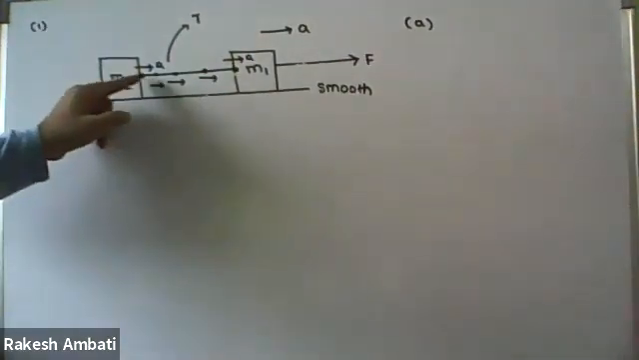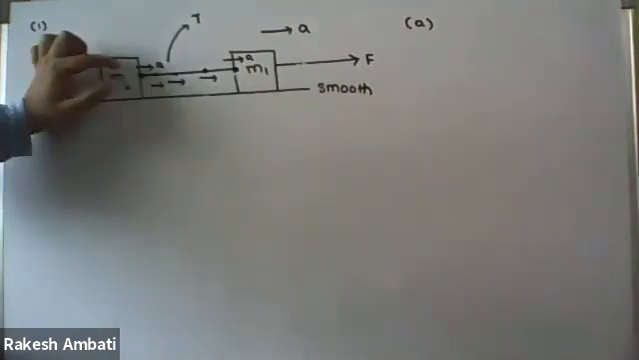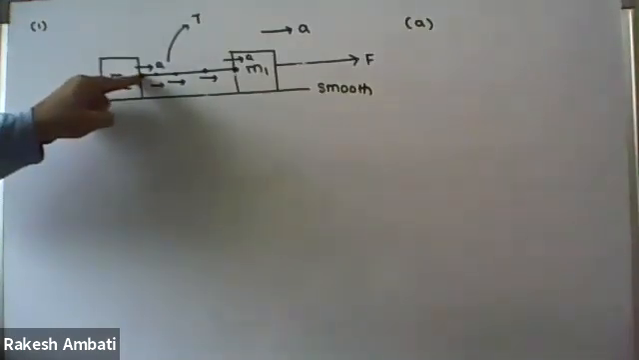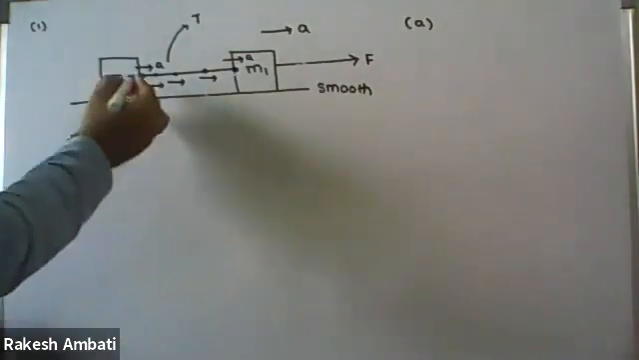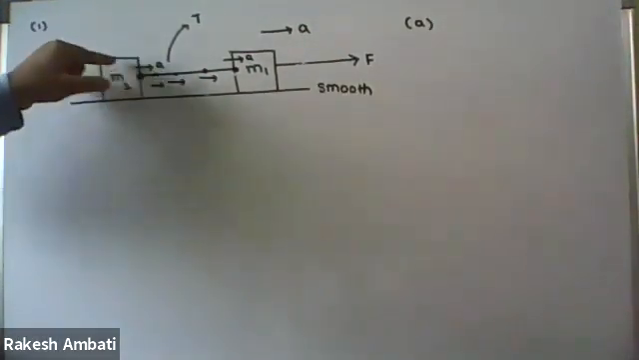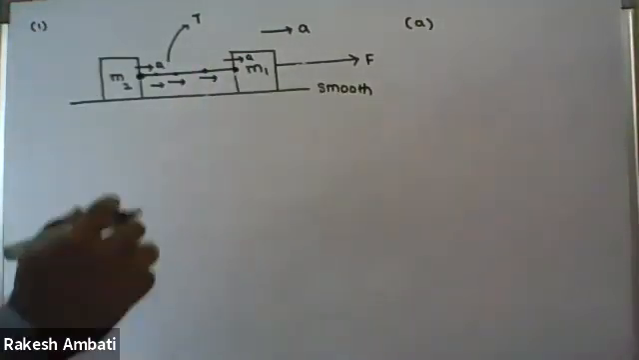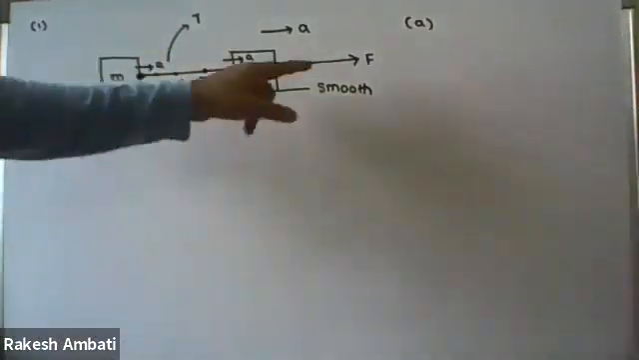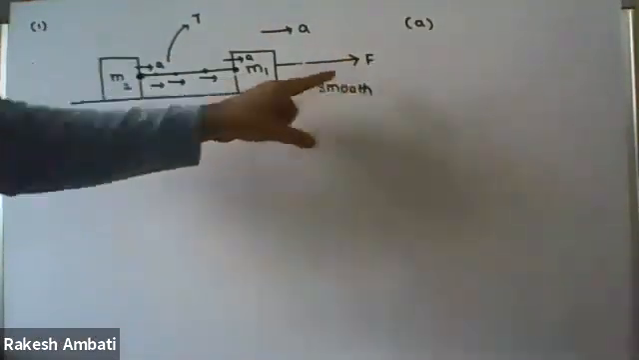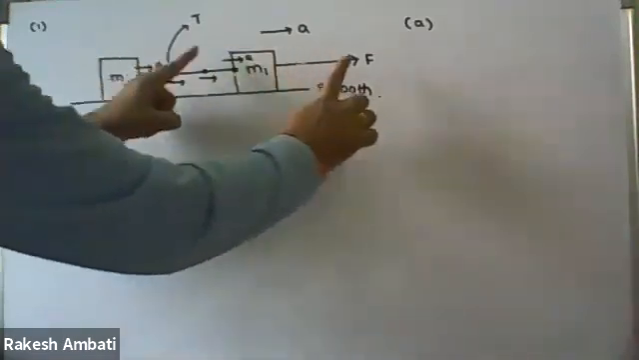Now this point of the string is connected to the other block, and it is moving with acceleration A. That means this point of the block will move with the same acceleration, and so any point of the block will move with the same acceleration. So my final conclusion is, when the force is applied, these two blocks are moving together with the same magnitude of acceleration in the same direction.